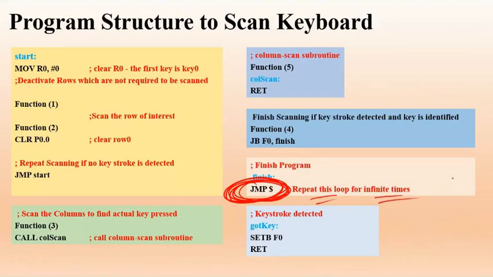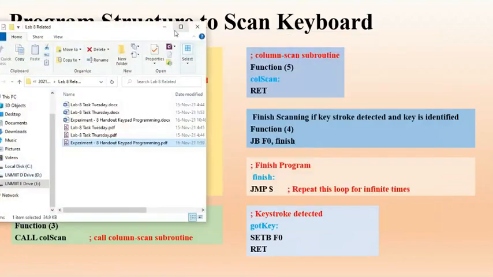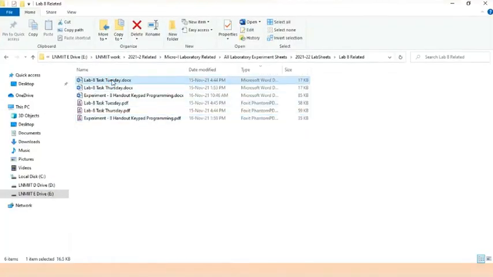So if the key is detected, the program in your handout is going to set one of the bits in F0, which is in PSW, the program status word. I will show you where this particular bit is, and after that it goes to the finish program, which actually sticks in the infinite loop. Okay, so this was the handout which we have given to you. Let me show you the handout so that it will become a bit clearer. So this is the handout.